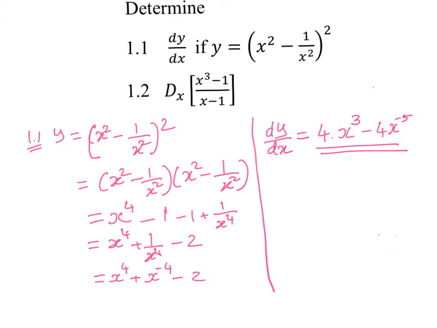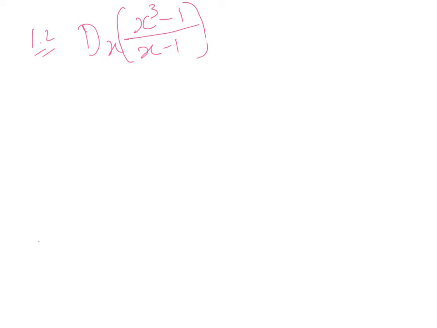We may write this in positive exponent form, bringing x to the denominator, but since the question doesn't mention it, I am not doing it. Now the question here is 1.2: d over dx of (x cubed minus 1) over (x minus 1).